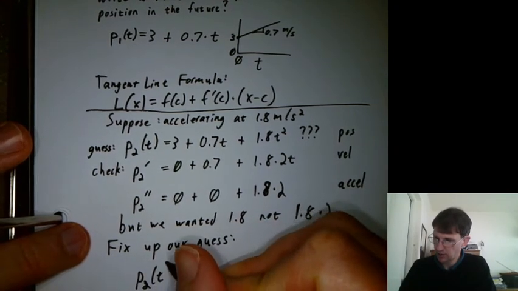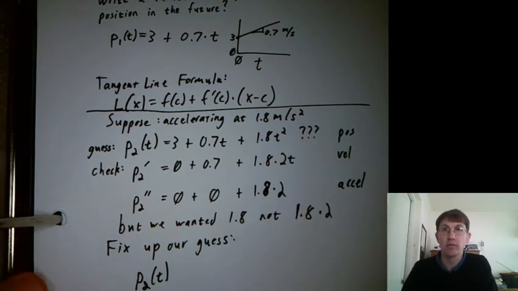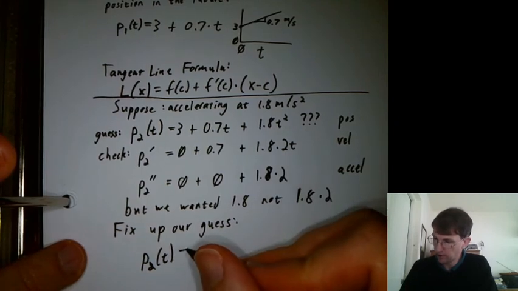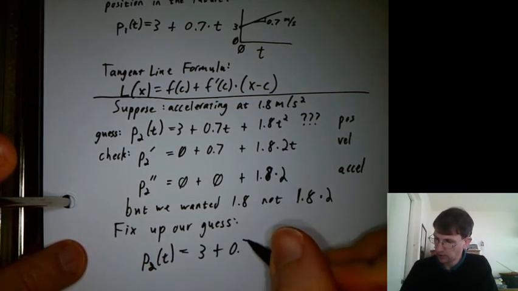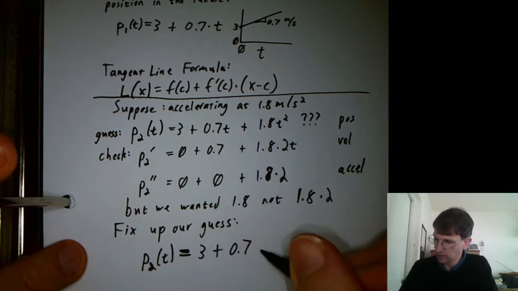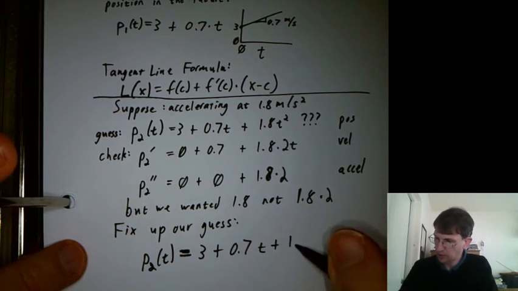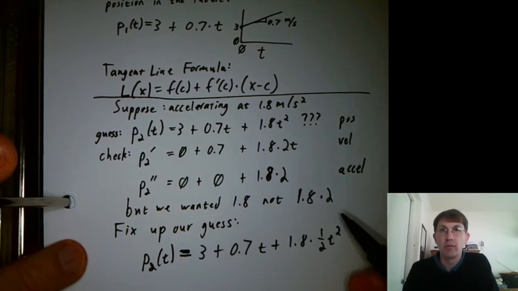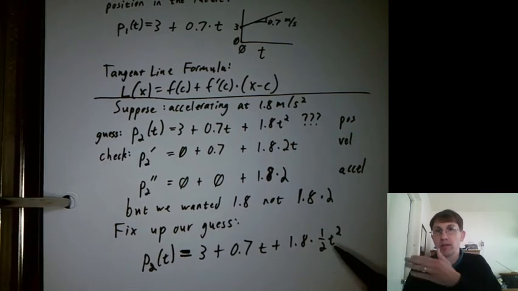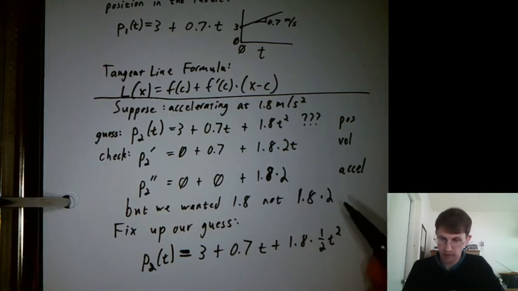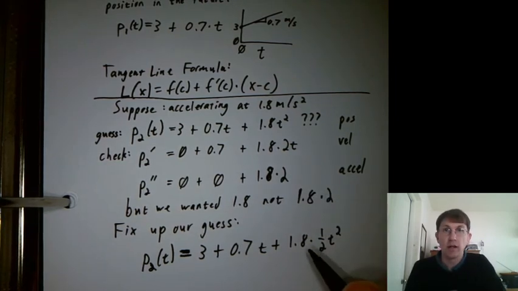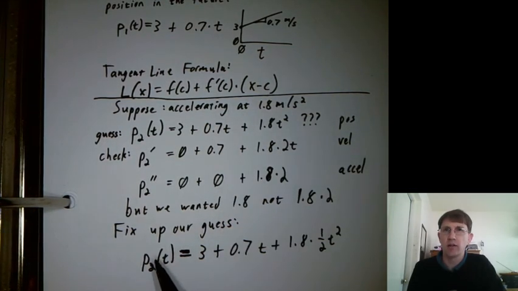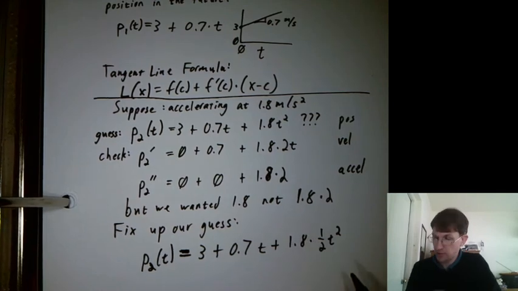So how can we prevent the 2 that comes down from the power from getting applied to this 1.8? Well, we could put 1.8 times 1/2 t squared, and then when we do take the derivative, that 2 comes down, gets canceled by the 1/2, and ultimately we'll get the 1.8 that we want. So this up here was a tangent line approximation. You could call this maybe a tangent parabola approximation.